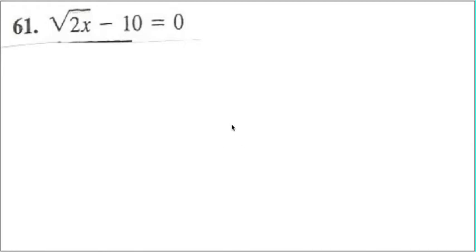Hello. Today we'd like to look at various equation solvings here. So let's try to get started. First, the square root of 2x minus 10 equals 0.